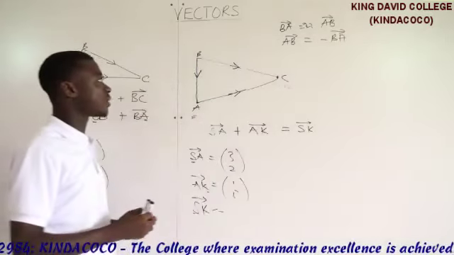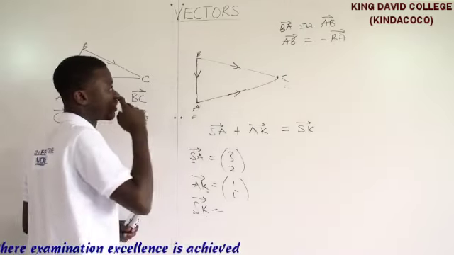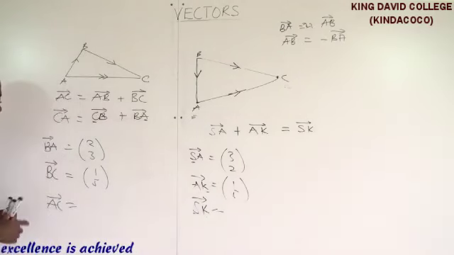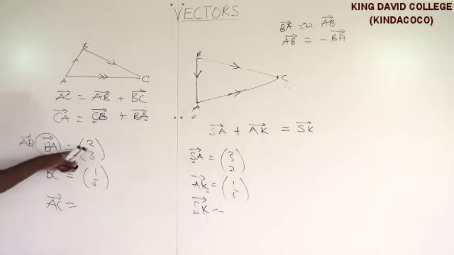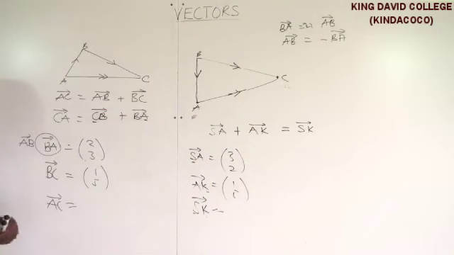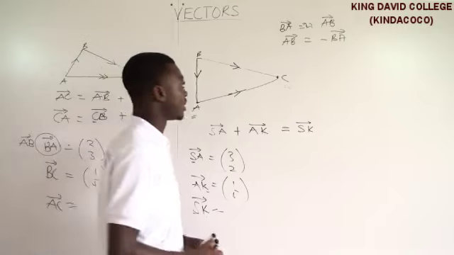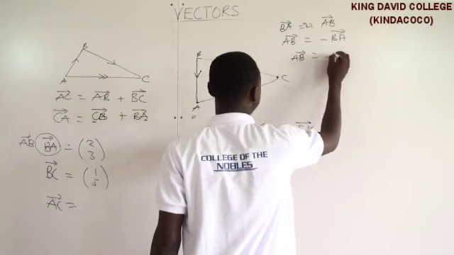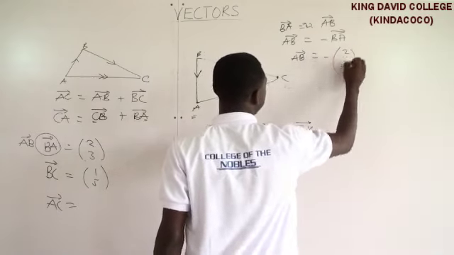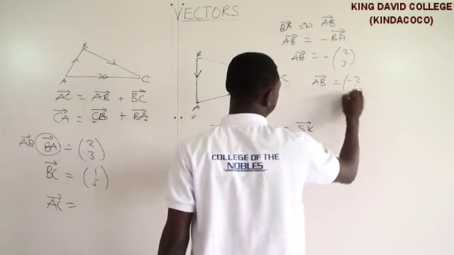So before you even start working, you should know that I have to change the direction of this one. With this question, I have to change the BA to AB first. By negating this, I can then sum them to find my AC. So if I have my BA as (2, 3), then my AB is going to be the negative of that, therefore AB is (-2, -3).